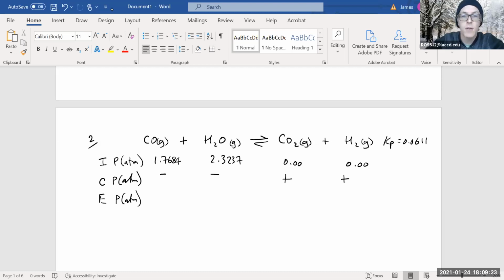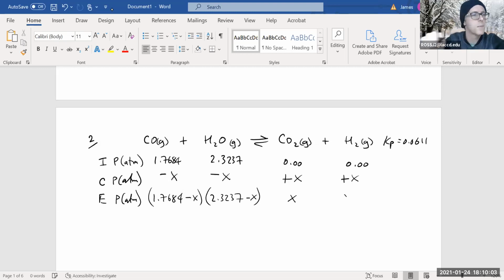Everything's a 1-to-1 ratio, so this would be minus x, this would be minus x, this would be plus x, and plus x. Again, these x's are amounts, and the ratio is the molar coefficient ratio. Equilibrium is just the sum of the initial and the change. So we have 1.7684 minus x, 2.3237 minus x, and then plus x is just x, plus x is x.